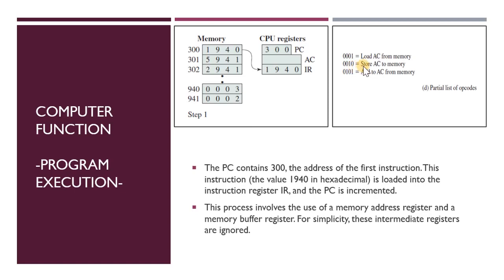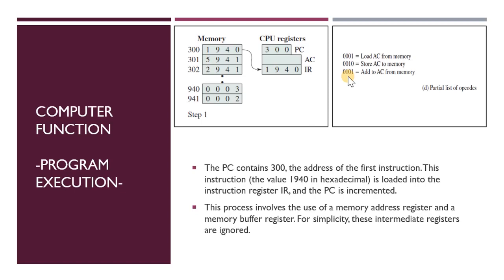0010 is the opcode to store accumulator to memory, and 0101 is the opcode to add to accumulator from memory. And this one basically is the binary form, and you need to convert it into a decimal number. So 0001 in decimal becomes 1. 0010 in decimal becomes 2. 0101 in decimal becomes 5.